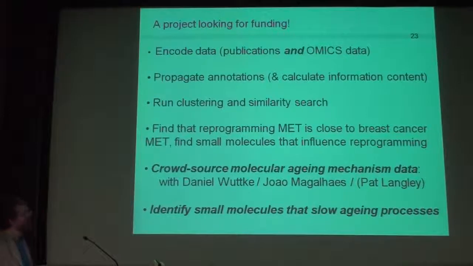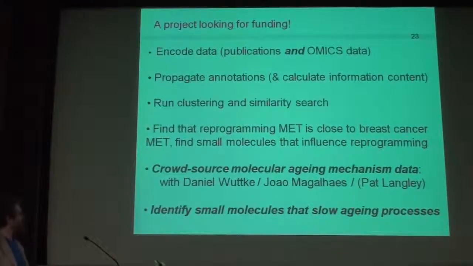And we would like to find small molecules that influence reprogramming. Of course, you can imagine you can also do the same things for aging-related data. We would actually like to crowdsource molecular aging mechanism data. There are some people who are interested in this, like Woodkish or Magalas, like Langin maybe. And then we would like to identify small molecules that slow the aging process. So we are now not comparing fibroblast to iPS cell, but disease to healthy cell, old to young cell, and so on. And we would like to use high throughput data to find out about the different mechanisms, and then try to find small molecules that may be mimicking that.